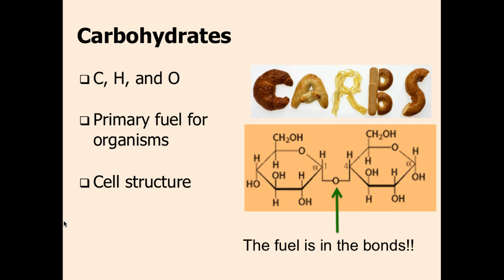So carbohydrates, or those carbs, those things that we love, are made mostly of three main atoms: carbons, hydrogens, and oxygens. They are the primary fuel for organisms. Sugars, simple sugars, complex sugars, and even more complex carbohydrates are going to be the main sources of energy and a very important source of storage for this energy in living things. They also are an important component of the cellular structure, which you'll see when we go into the next chapter.